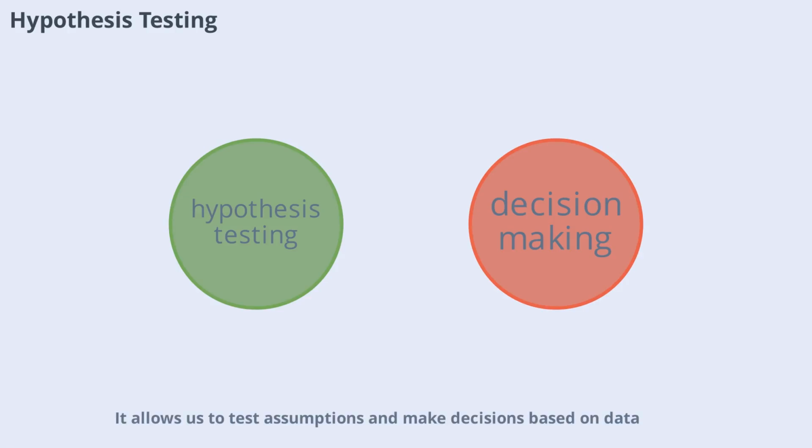It allows us to test assumptions and make decisions based on data. In data science, hypothesis tests are used to compare groups, check for differences, and validate findings. This process helps ensure that results are not due to random chance but reflect real effects in the data.